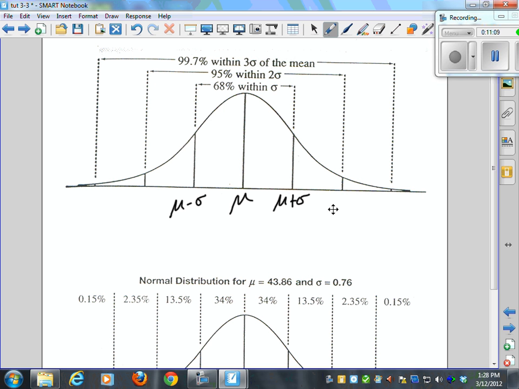This next one here is mu plus 2 sigmas. This one is mu minus 2 sigmas. And keep going, mu plus 3, mu minus 3. Generally, you can stop after 3. If something is outside plus or minus 3 standard deviations, it's considered abnormal.